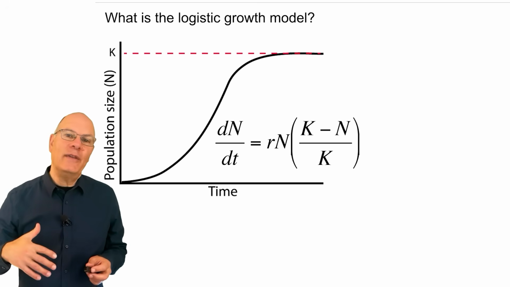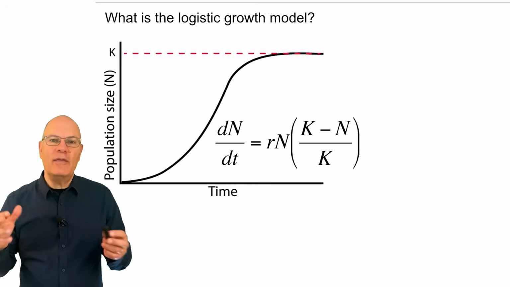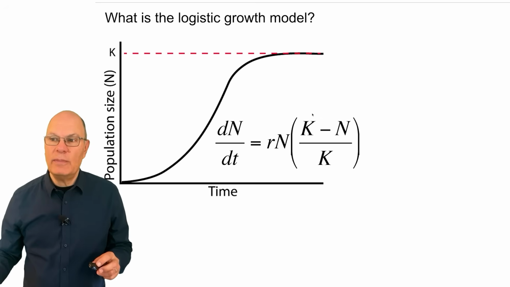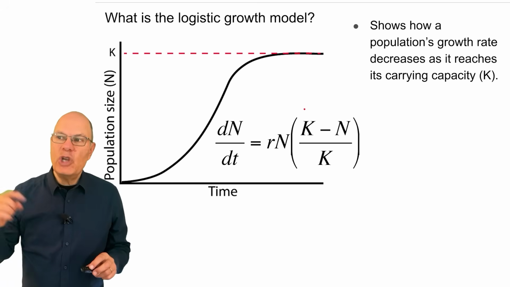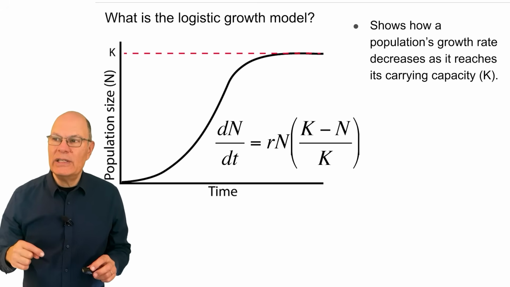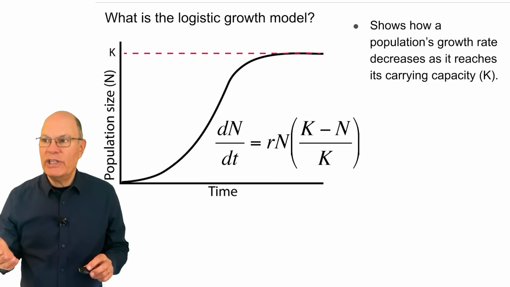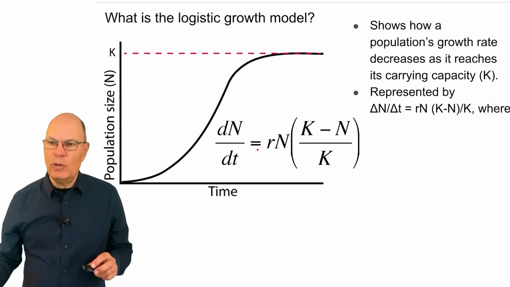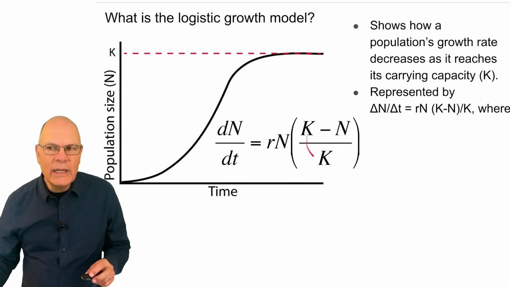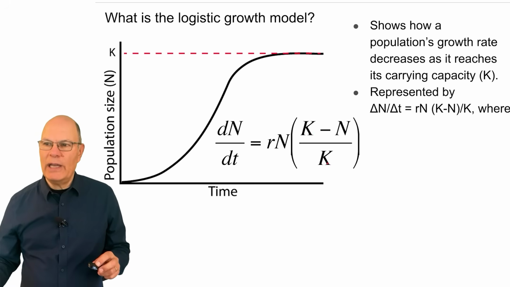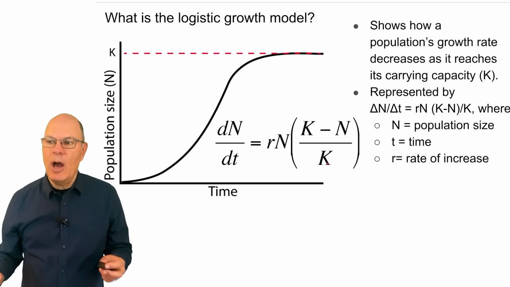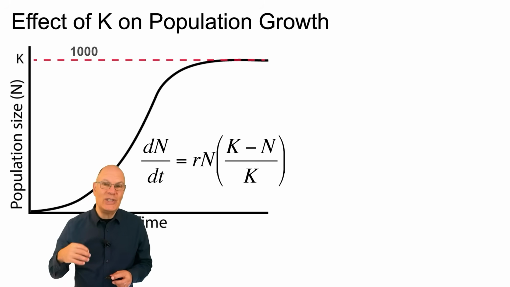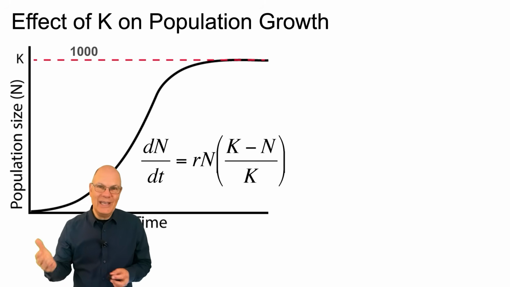To incorporate the effect of limiting factors and carrying capacity in our understanding of population growth, we need a more sophisticated model. That's the logistic growth model, and it's represented by this formula over here. It shows how a population's growth rate decreases as the population's number approaches its carrying capacity, or K, and it's represented by the formula delta N over delta t equals the growth rate times N multiplied by this expression, K minus N over K. N is the population size, t is time, r is the rate of increase, and K is the carrying capacity.